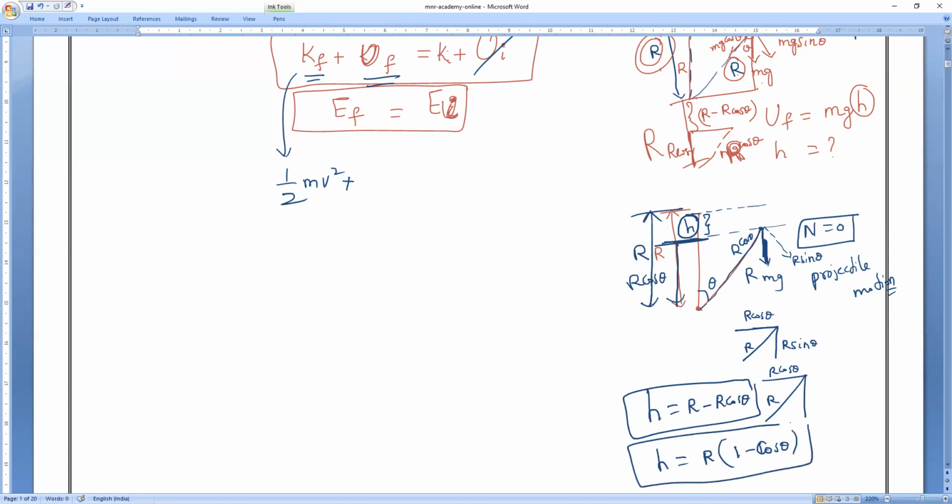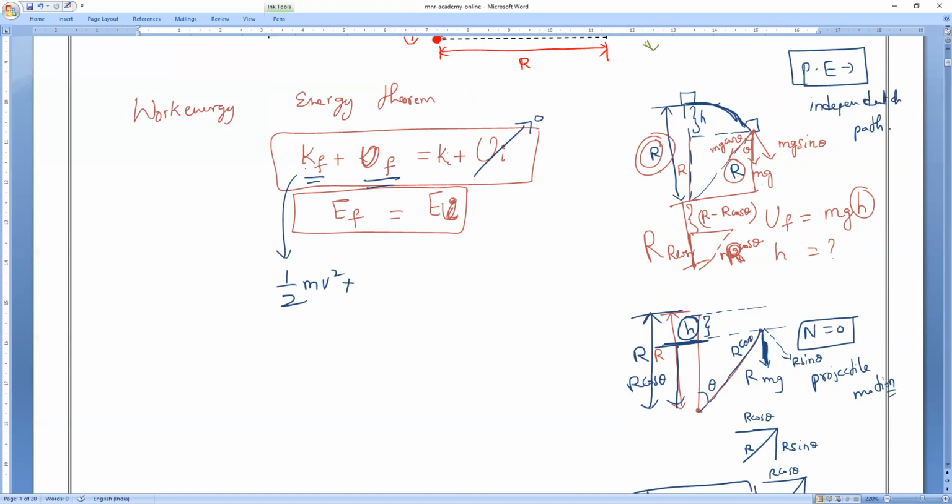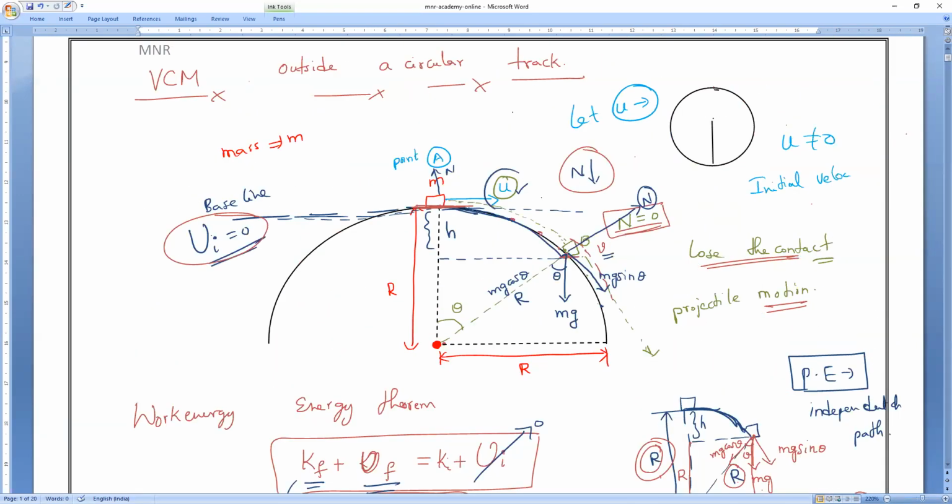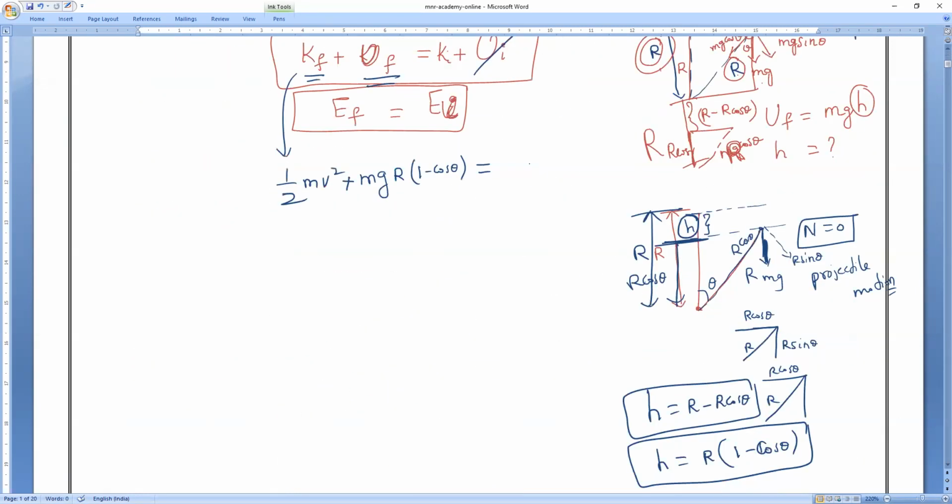That is the height. So initial potential energy is 0, and the final velocity is v, so half m v square. Final potential energy is m g h. What does h mean? h means R into 1 minus cos theta, which equals the initial kinetic energy. What is the initial velocity? u. So that is half m u square, the initial kinetic energy. Clear, everybody? All of you understand?